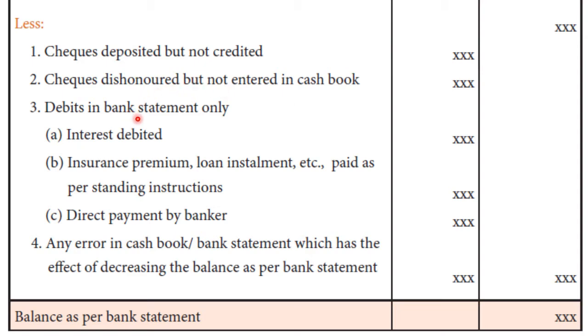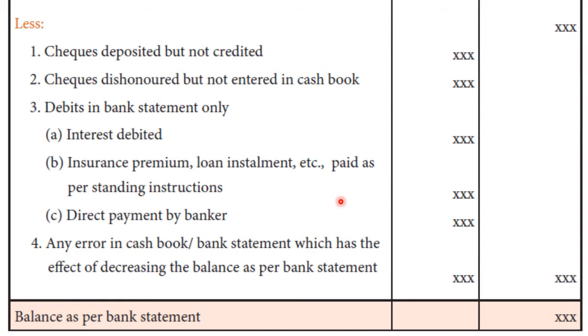Okay. Then debits in bank statement. Interest debited, insurance premium or loan installment paid as per standing instructions, direct payment by banker. And as we see that this is the opposite, that is any error in cash book or bank statement which has the effect of decreasing the balance. Okay, so that when it is increasing we add, when it is decreasing we less. So when we less this from the added amount, we get balance as per bank statement. So let's keep this in our mind.